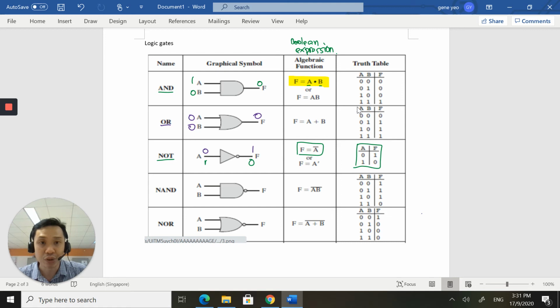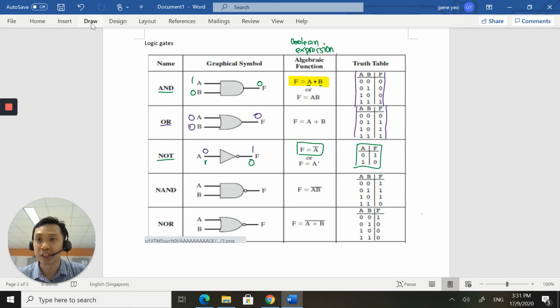So remember this truth table, okay? You have to remember the truth table for your not, or, and. So if you look here, back to the OR: 0, 0, none of them is a high, so the output will be a low. Low, high. Now remember it's an OR, so if either A or B is a high, the output will be a high.